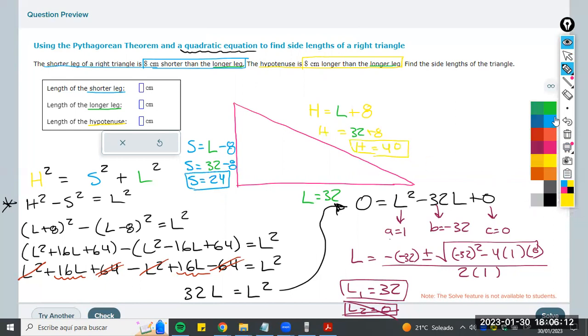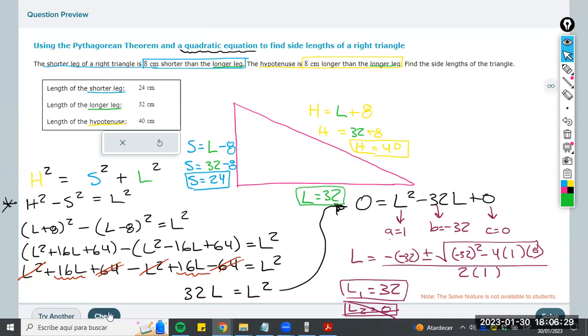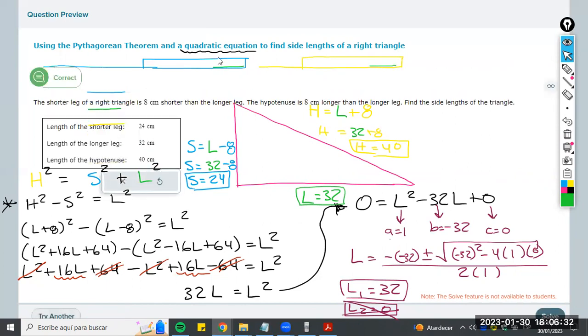We have all of our values in here. Let's input that. Short leg, 24, longer leg, 32, and hypotenuse, 40. Check. Thank you.